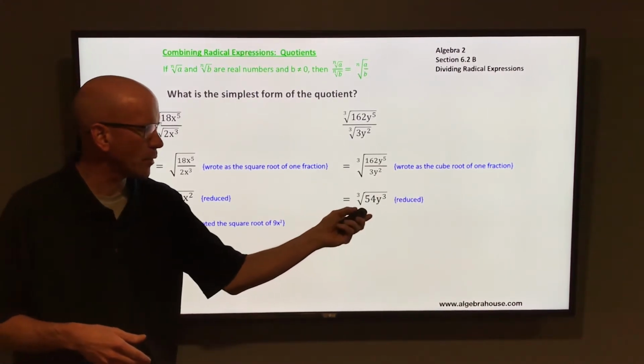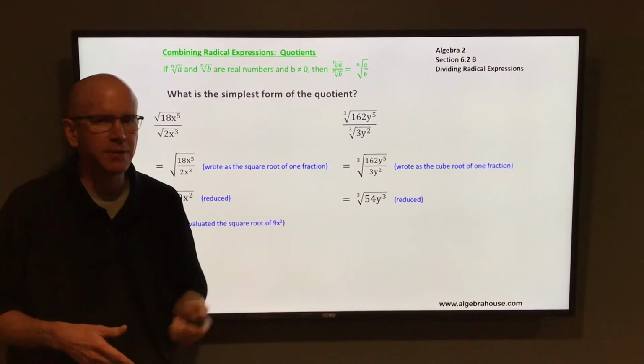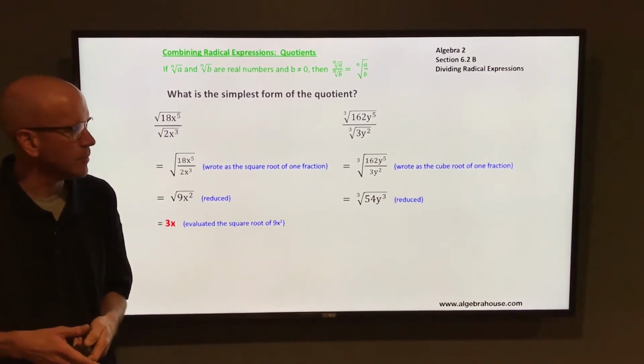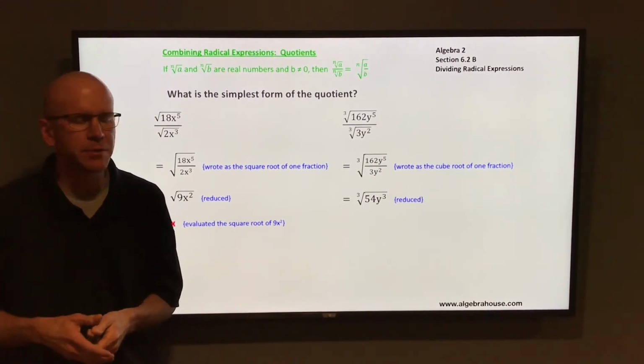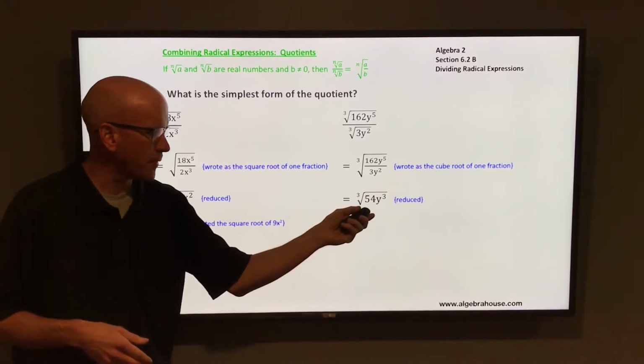That is 54. Then y to the fifth divided by y squared. That would be y to the third. Subtract the exponents when you're dividing with the same base. The cube root of 54y to the third.